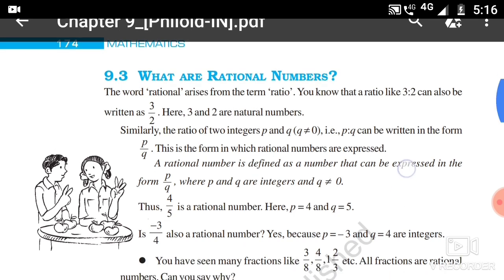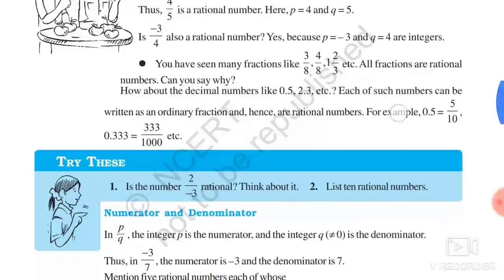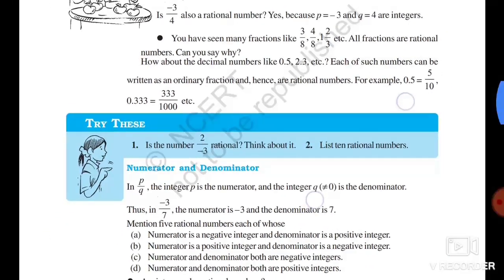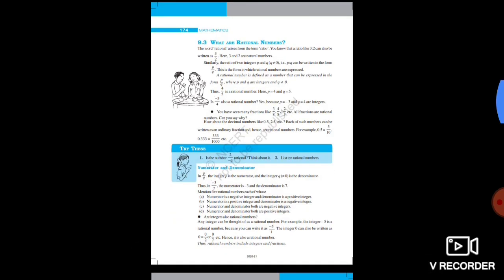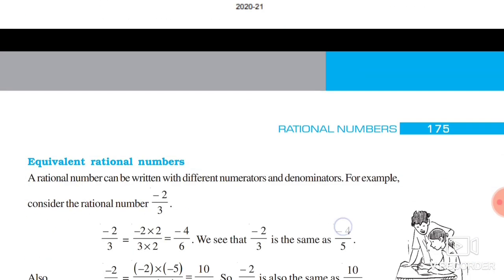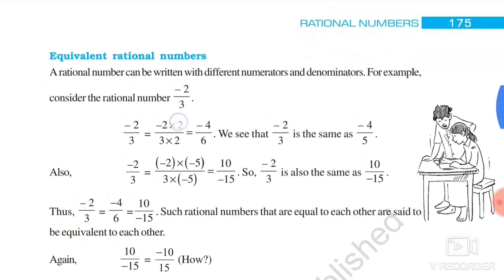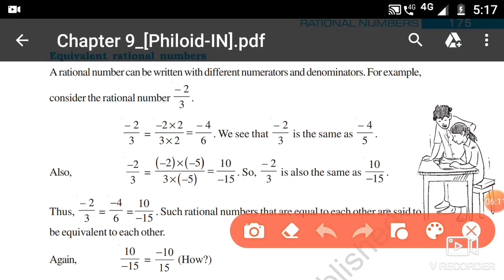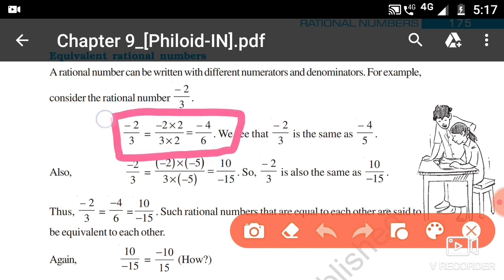Then you learned in that chapter about equivalent fractions. How do we get an equivalent fraction? When we multiply the numerator and the denominator by the same number, we get the equivalent fraction. Here in this example, we have multiplied minus 2 by 3 by 2. The numerator is multiplied by 2, the denominator is also multiplied by 2. So we get the answer as minus 4 by 6. Like that we can get equivalent fractions.